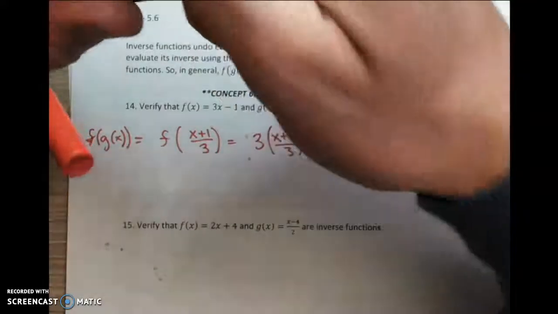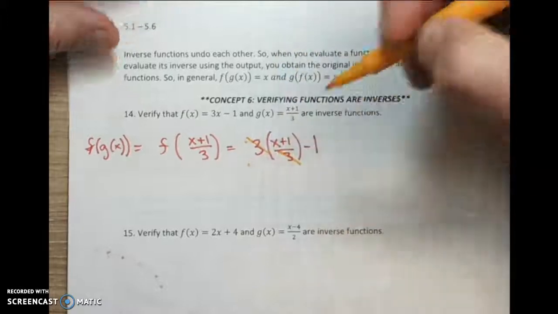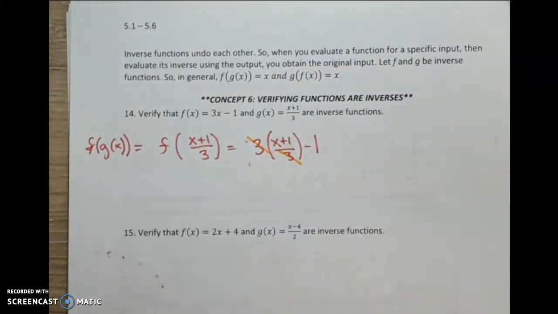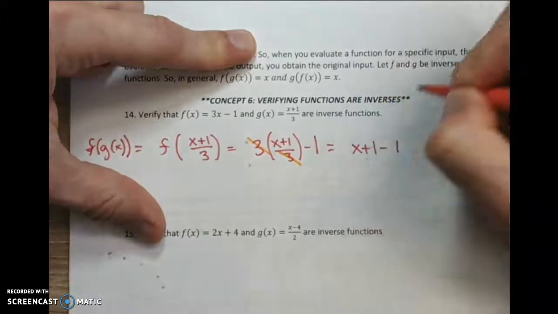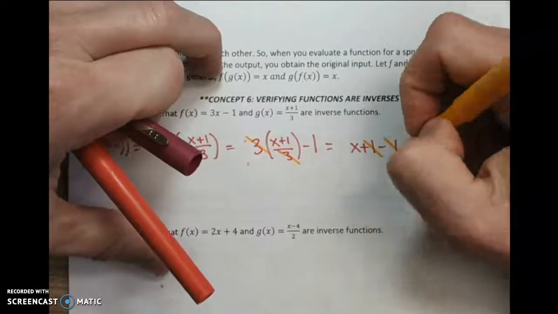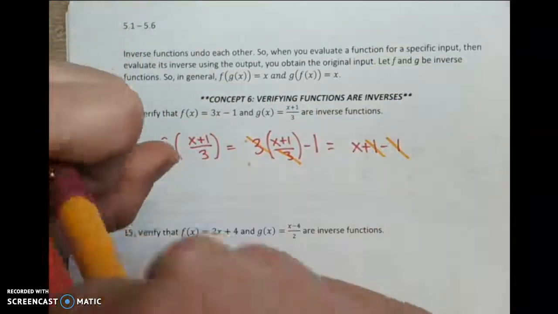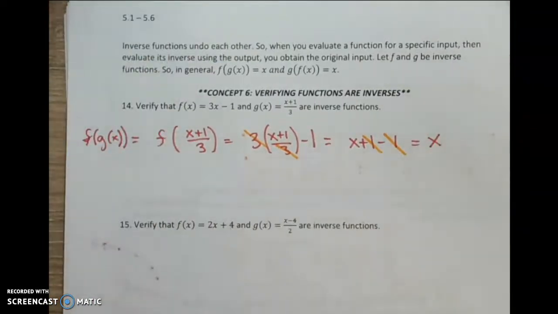Now I go ahead and simplify. I'm going to multiply that 3 in there, but really I'm just going to cross that out, so it cancels. Now I'm left with x plus 1 minus 1, and positive and negative 1 cancel out, and I am left with just x. So far so good. Now I'm going to do the opposite of that.